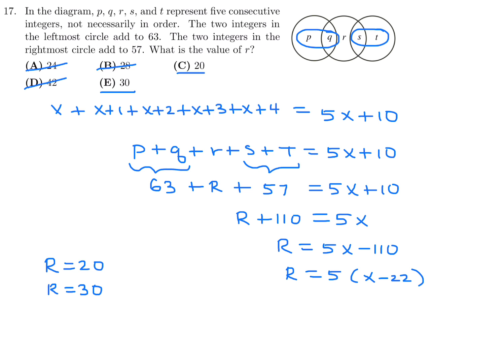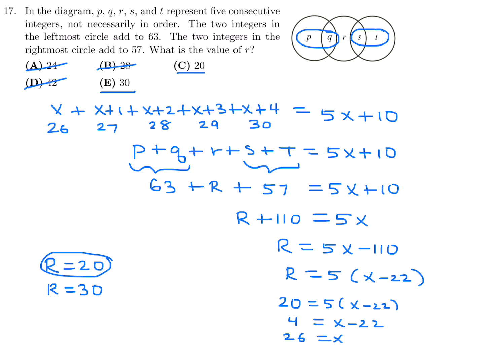Well, let's see first. If R is 20, that means 20 is equal to 5 times x minus 22. That means 4 is equal to x minus 22, and therefore x is 26. If x is 26, then we have 26, 27, 28, 29, and 30 as my 5 numbers. But then how can R be 20? R has to be one of these 5. So that's not going to work.